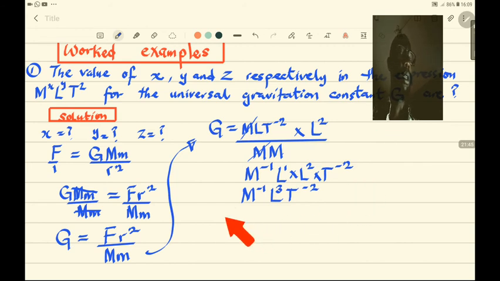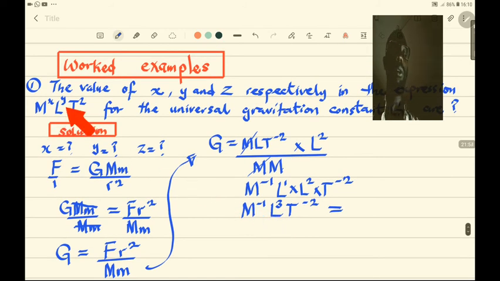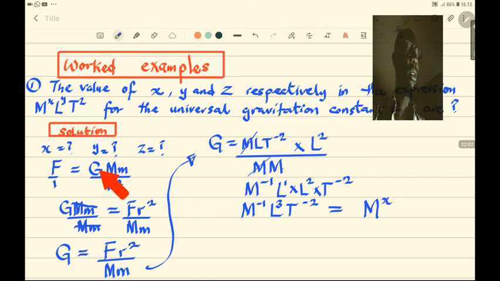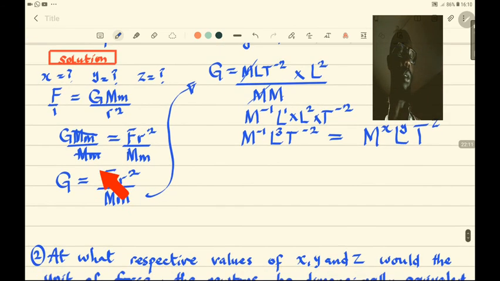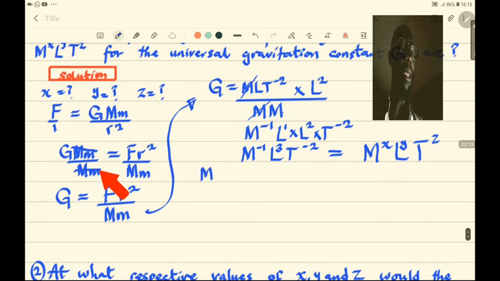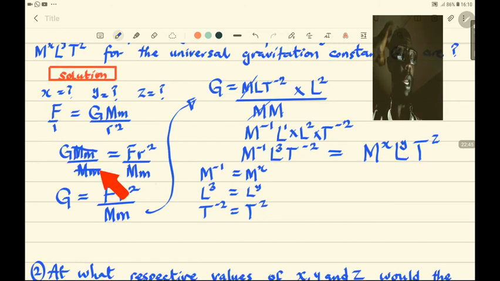So we can now compare this dimension for G with what we are asked in the question: m raised to power x, L raised to power y, and t raised to power z. So now, how do we get that definitely? Now, we compare m to m. m raised to power minus 1 is equal to m^x. Then L raised to power 3 is equal to L^y. Then t raised to power minus 2 is equal to t raised to power z. So now we can compare and see.